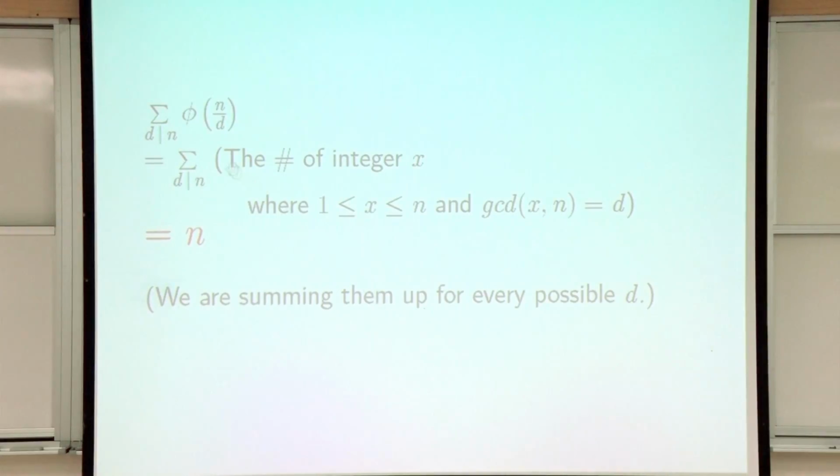So from part A, we know that phi(n divided by d) is the number of integers x between 1 and n with GCD(x, n) equal to d. And we are summing over all the possible d that can happen here. So we can get that the sum of them is equal to n. So is this part okay?